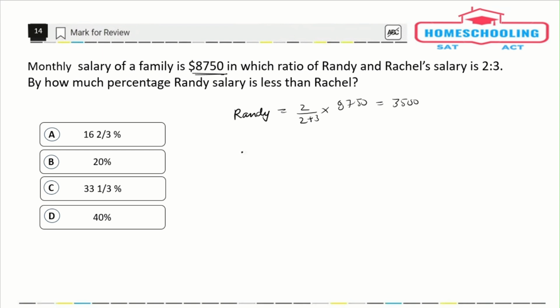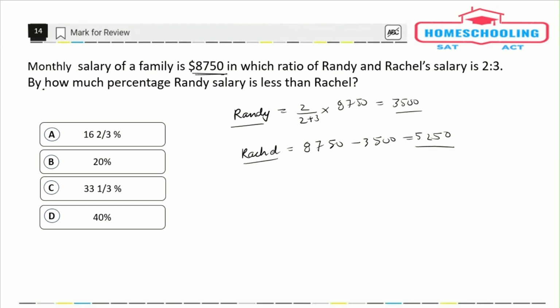And what would be Rachel's salary? For Rachel's salary, we don't have to use this equation. As we know the total salary is 8750, we can find Rachel's salary by 8750 minus Randy's salary, that is 3,500. That would be how much? Let me put it on the calculator. 5250. So this is Rachel's salary, 5250, and this is Randy's salary, 3,500.